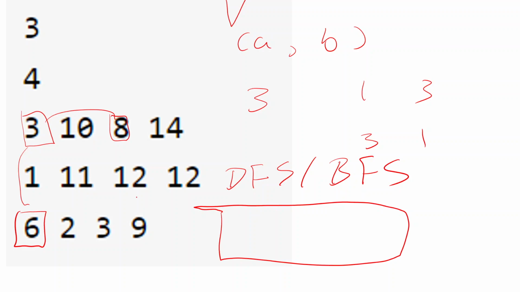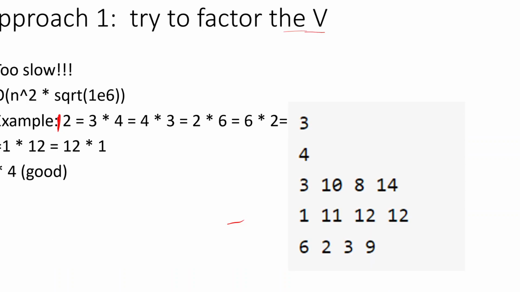I think most people will come up with these approaches. The first approach is to try to factor v, where v is each cell's number. So if you have a 12, you just try to factor it and check if the factors are in the grid.